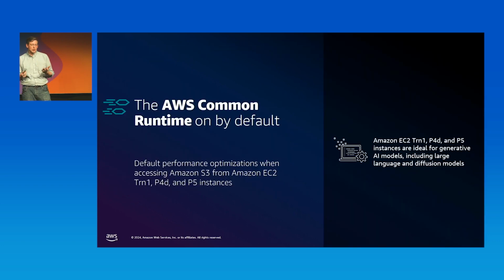In fact, we're very pleased with the performance and stability of this. And so it is the default on many EC2 instance types, including the Trainium 1, P4D, P5 instance types. So in addition to the AWS SDKs and the CLI, where can we find the CRT?